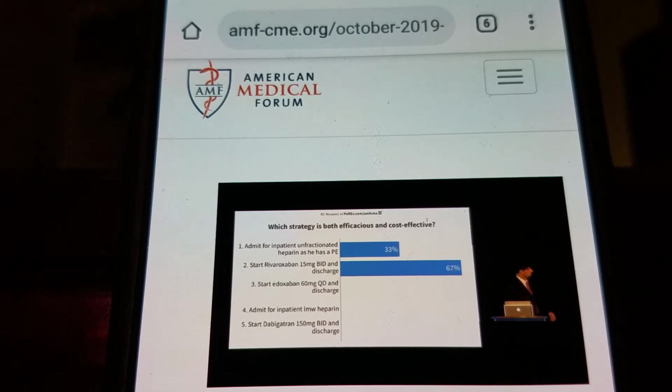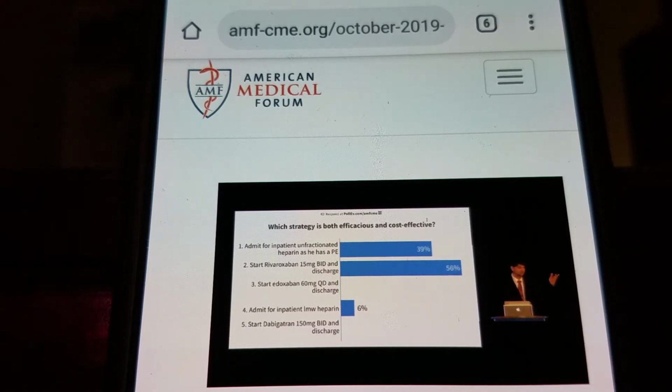Actually, that's really good. We're bang on target there, because remember we talked about Rivaroxaban being a drug that you can start when the VTE occurs, but you cannot do that with dabigatran or Edoxaban. So thank you for not choosing those two. It means you guys are listening to me. But Rivaroxaban 15 BID and discharge is probably the best choice.